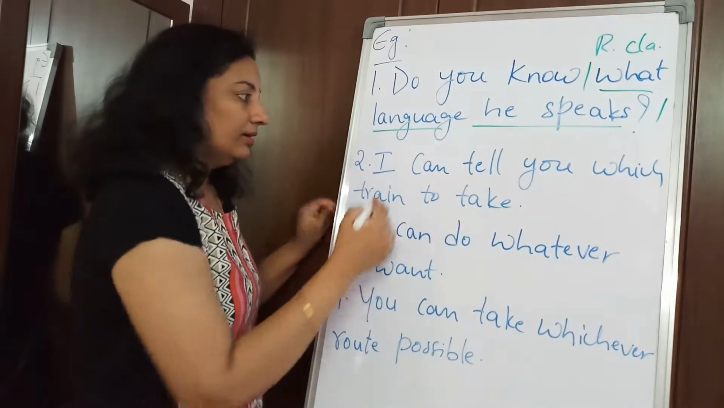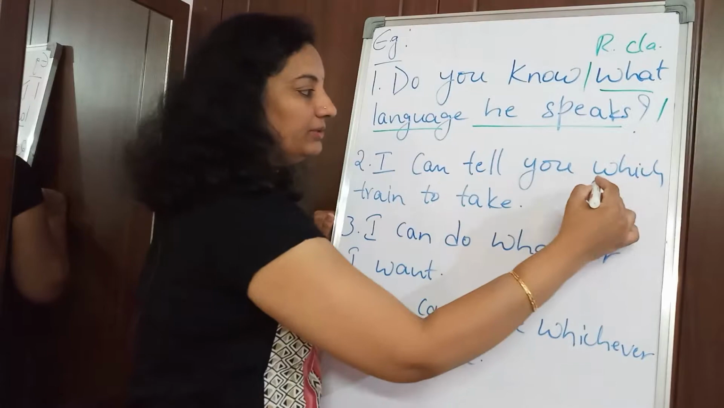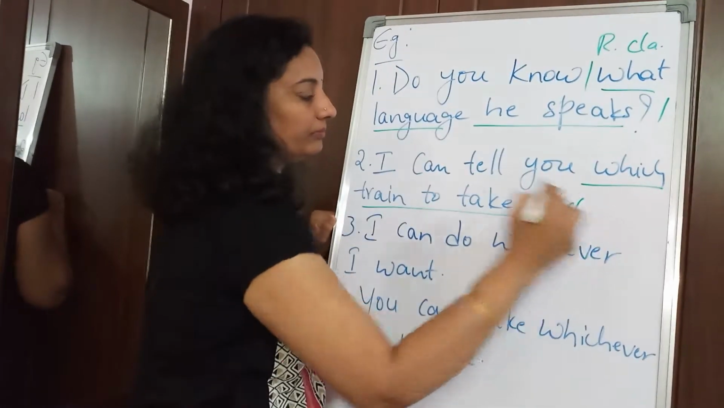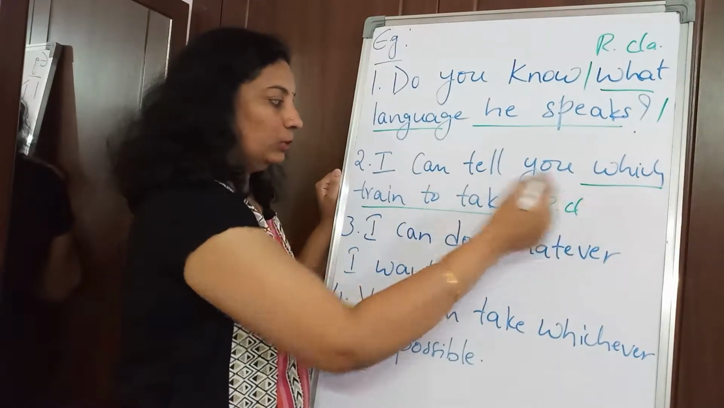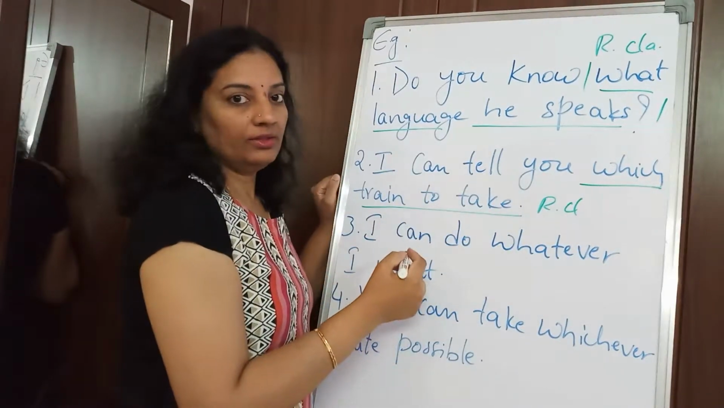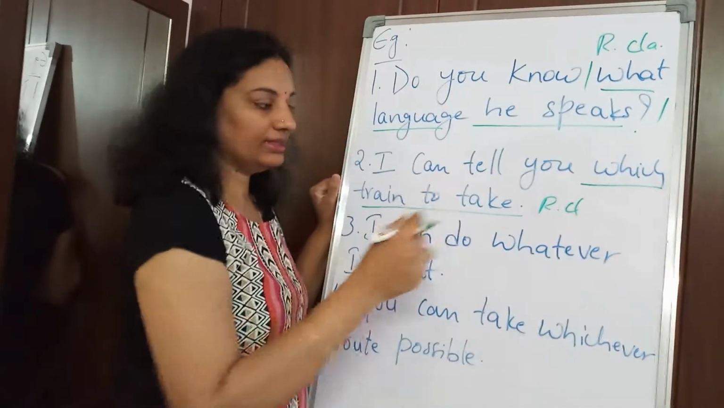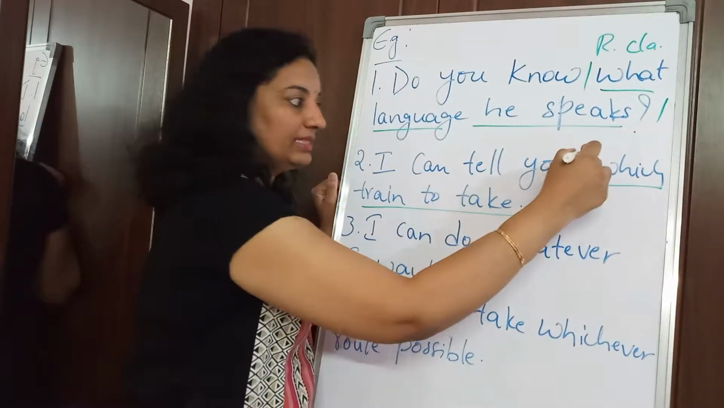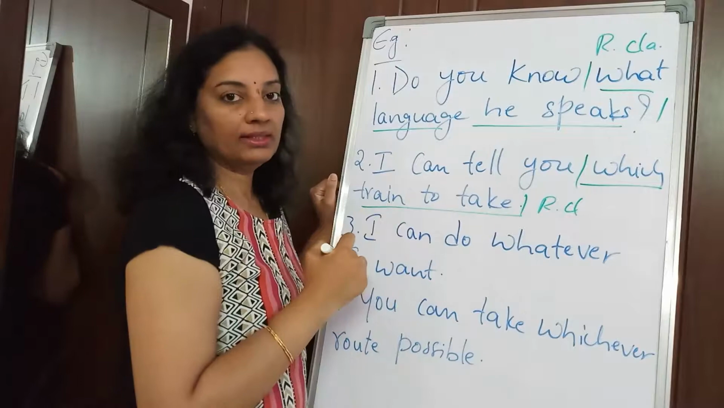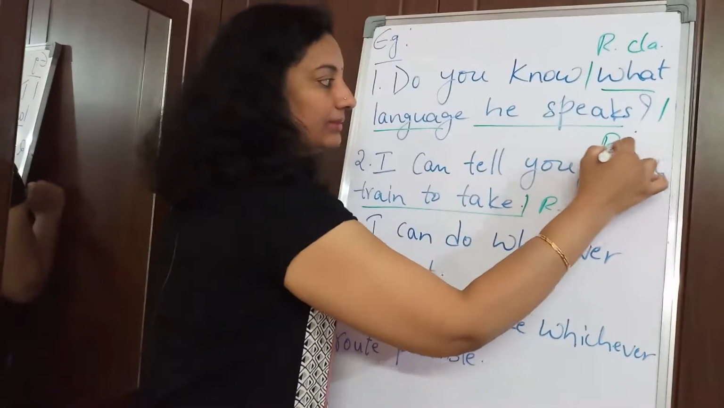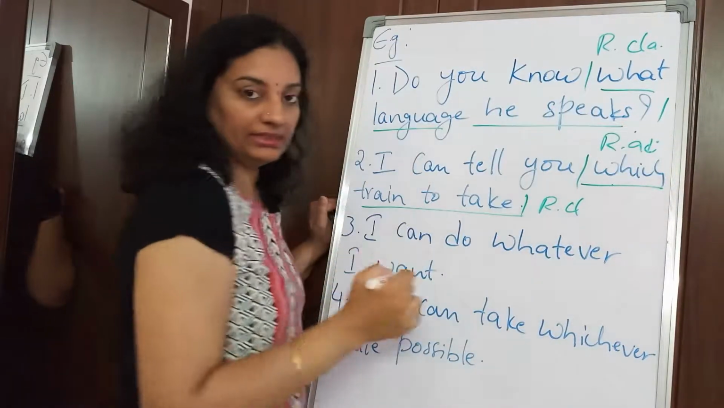I can tell you which train to take. This is the relative clause here. You might have observed that I haven't used any commas. This is a single sentence and this particular part is the relative clause used in this sentence. It is introduced with a relative adjective.